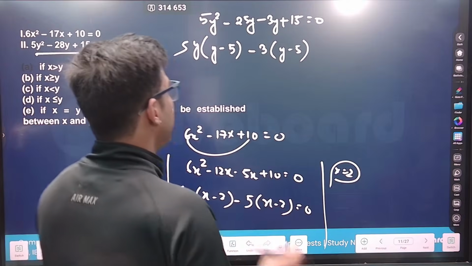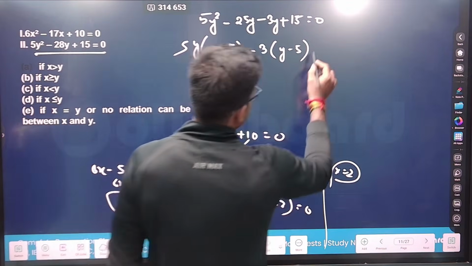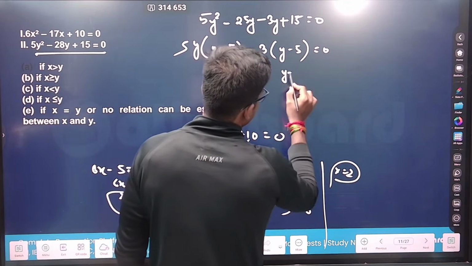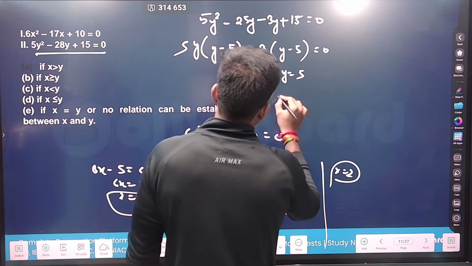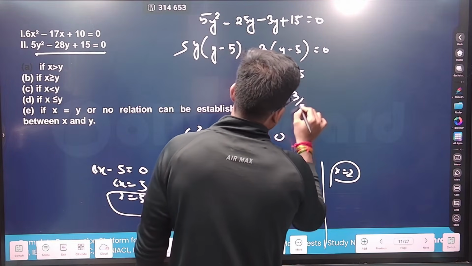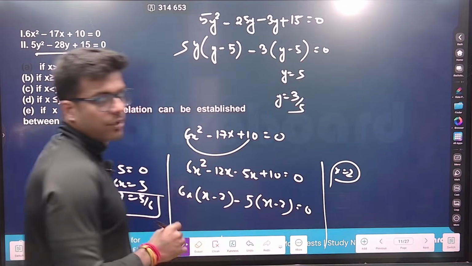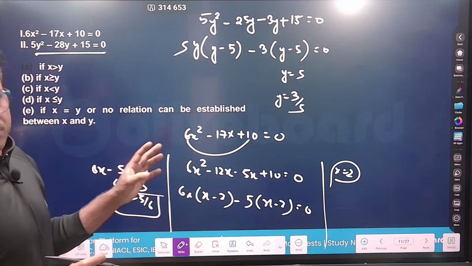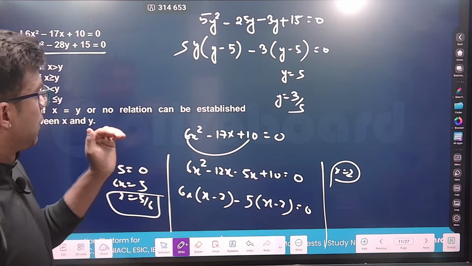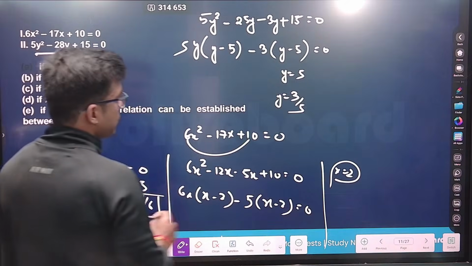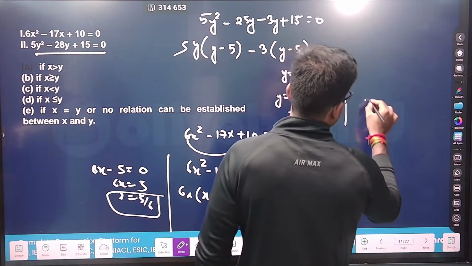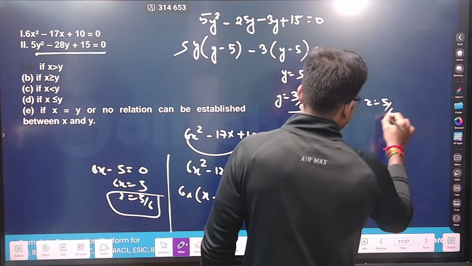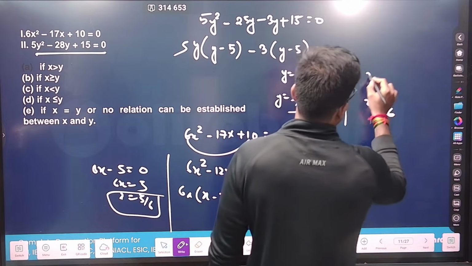So you again have two roots, where one is y equals 5, and the other is 5y equals minus 3, y equals 3 by 5. Can you have any relation with these two equations? Now you need to trigger out the relation between these two equations. So write down here, x equals 5 by 6 and x equals 2.